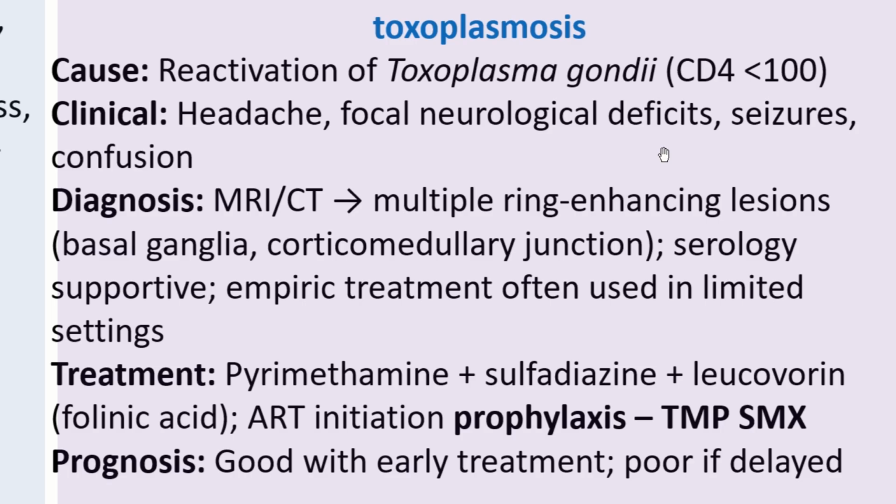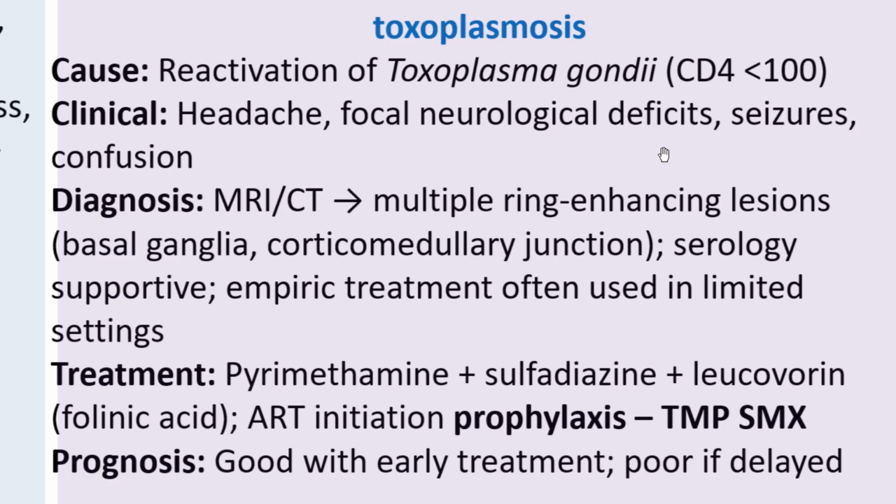And for us to do this diagnosis, when we do the MRI or the CT, we have multiple ring enhancing lesions. And this could be in the basal ganglia, this could be in the corticomedullary junction. And when we do also a serological test, we can actually have a positive test for this.